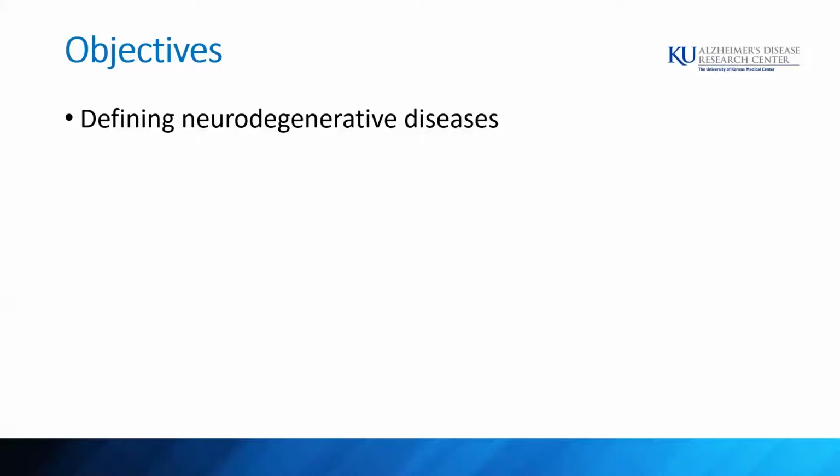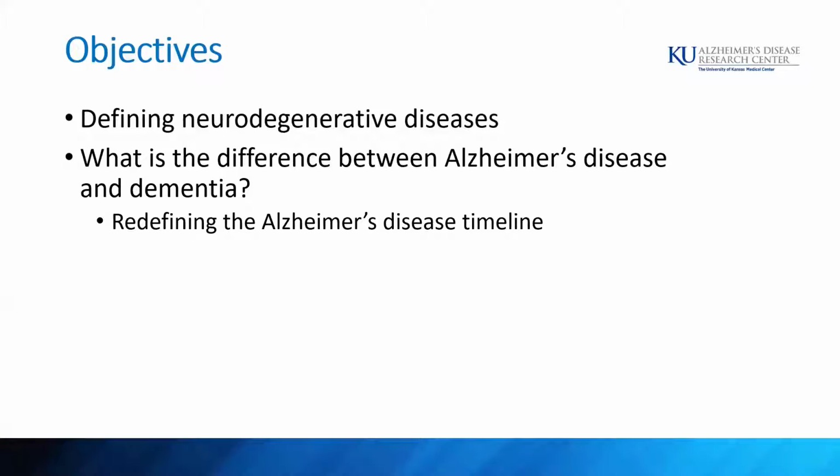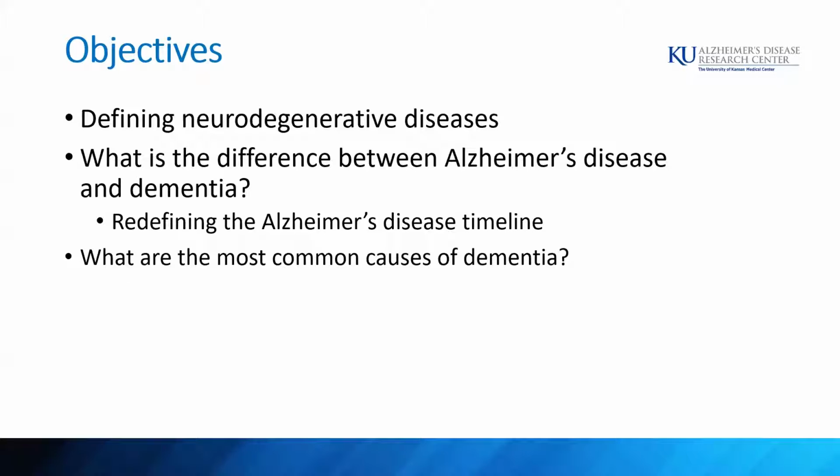So the goal today will be to first define neurodegenerative diseases. This is what causes dementia. And what is the difference between Alzheimer's disease and dementia? That's the most common question I get in the clinic, and it makes sense. Part of the reason is because we're kind of redefining the Alzheimer's disease timeline. And then, what are the most common causes of dementia?